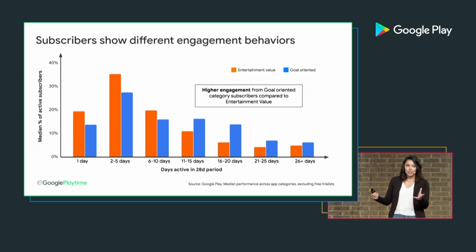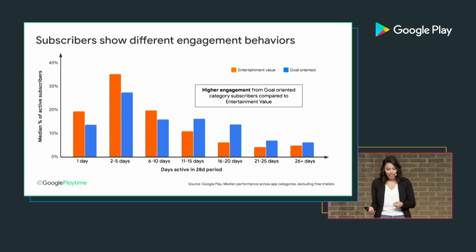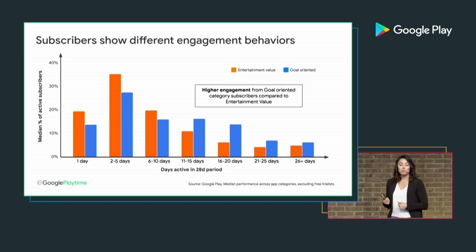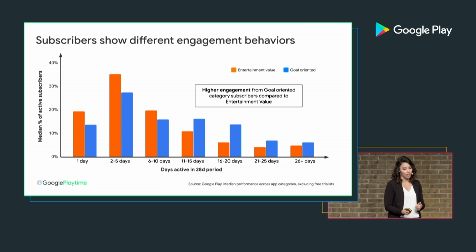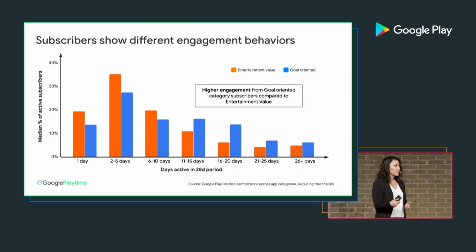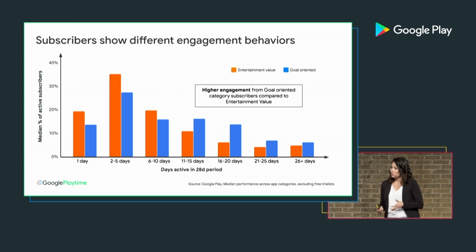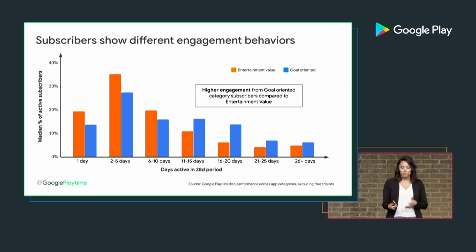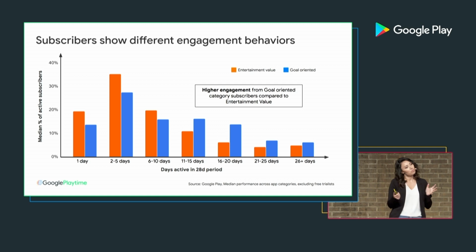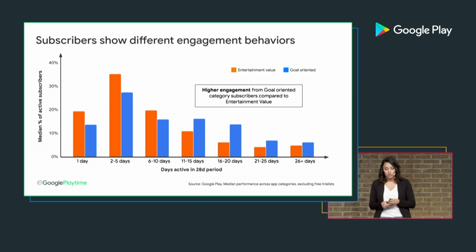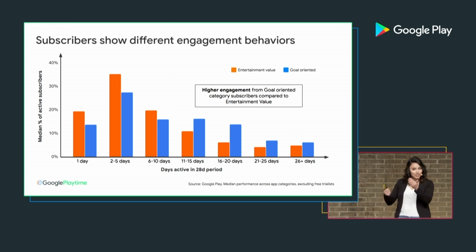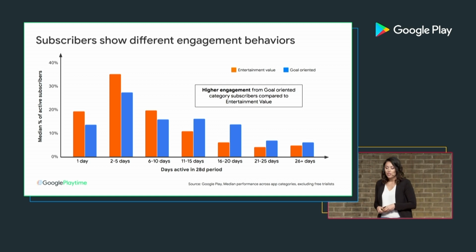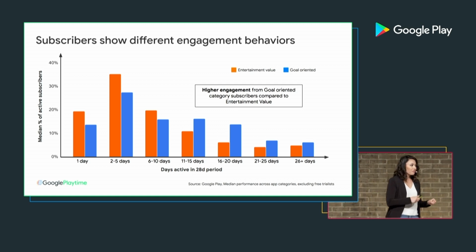And that makes sense, right? High engagement is likely a good indicator of subscription conversion for goal-oriented categories, because users who are driven to reach that goal are likely engaging enough to actually see the progress. But entertainment value still sees majority of subscribers active somewhere between 2 and 10 days, so still lower engagement, but still relatively regular. But now let's dive back into the category level to understand how subscriber versus non-subscriber engagement can vary by category.